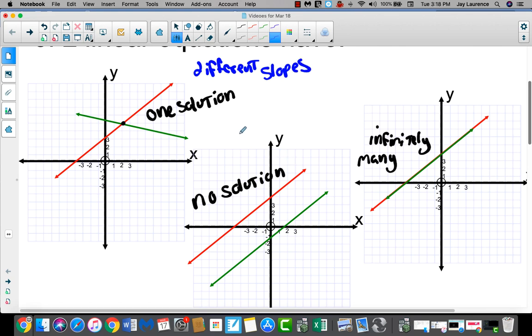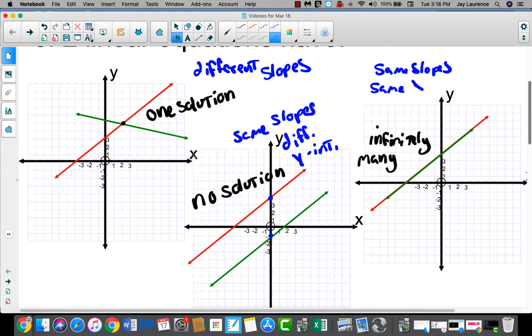These lines have the same slopes, but different y-intercepts. And you can see that clearly. They cross the y-axis at different places, okay? This one here, the red and the green one, these two, I should say, they have the same slopes, but they also have the same y-intercepts. All right, so right there. That's going to be the key.